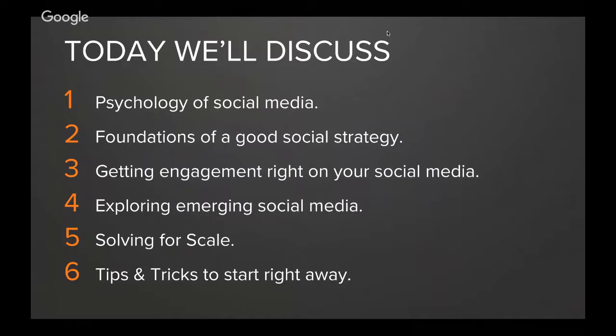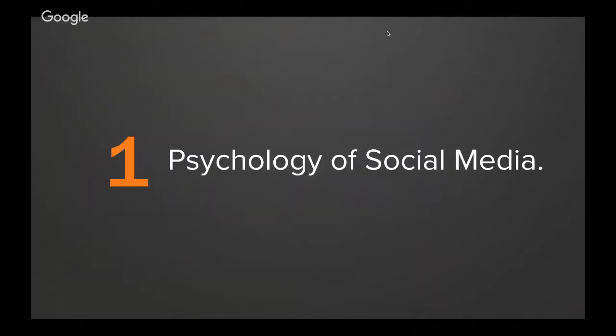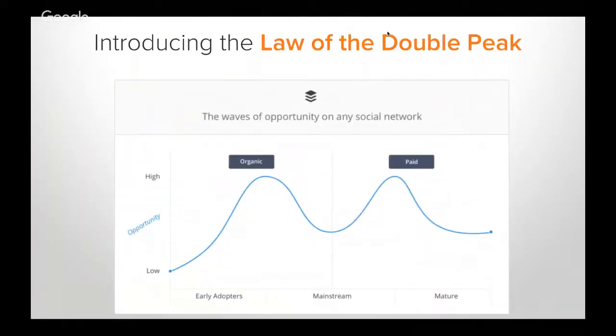So we'll go ahead and jump right in. We'll start with the psychology of social media. When we talk about the psychology of social media, I'm someone who likes to look at this spread first. There's one thing that I think is usually really interesting to bring up. This is something called the law of the double peaks.